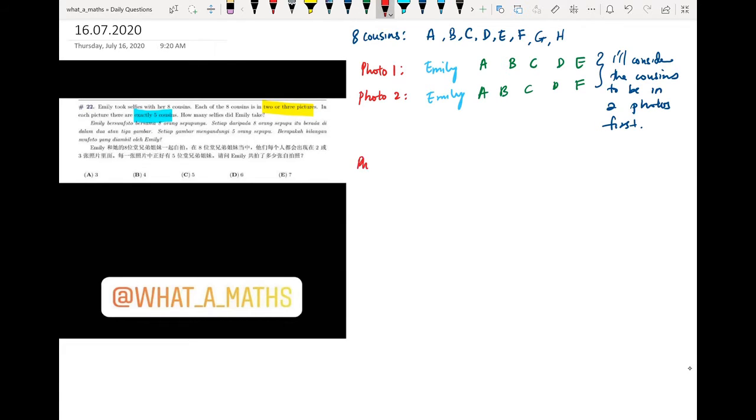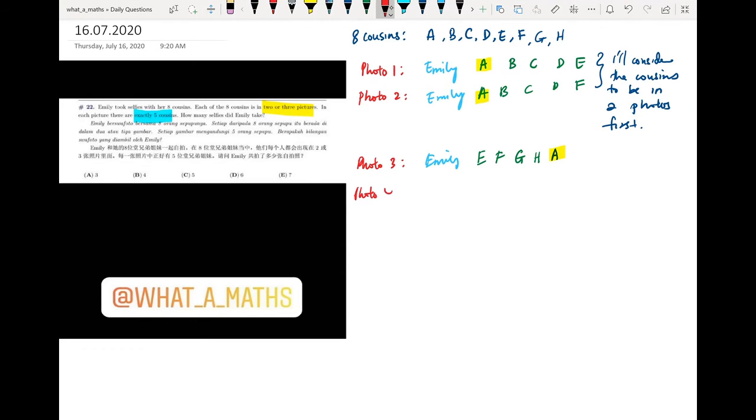Now photo number 3, Emily is always inside. Since I consider the cousins to be in 2 photos only, I'm left with, I cannot consider A, B, C, and D. So now I'm left with, let's say, E, F, G, and H. Then to make up the 5th cousin, I have no choice this time but to put in A. So now if I look, I already have A appearing 3 times. And the condition is each of these 8 cousins is in 2 or 3 pictures. So A cannot appear anymore in photo number 4.